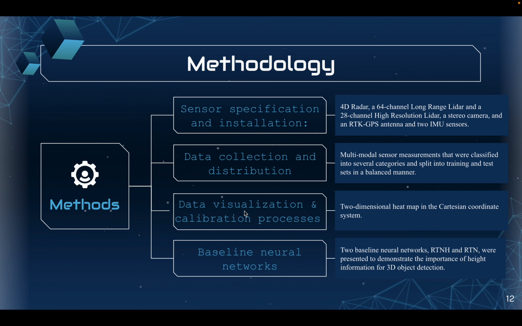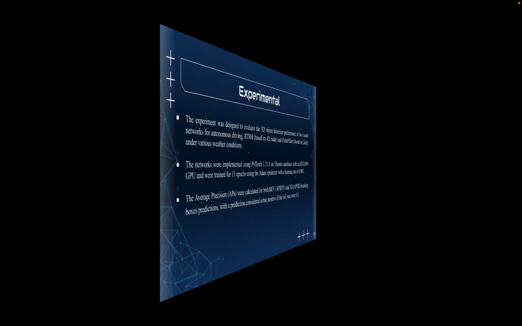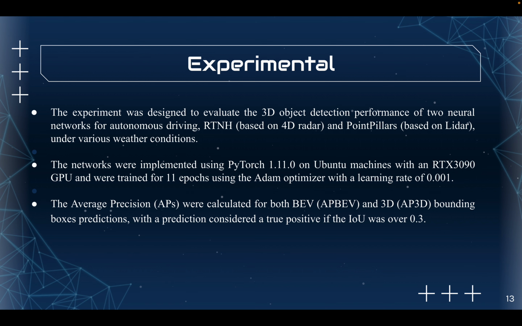These are the various methodologies. They have specified where to install the sensors, how they collect the database, how to visualize the data, and what our baseline neural network is. They have done some experiments, and here is the result. They trained two different neural networks, one with just the input from a traditional radar system, and second with our new 4D radar, which has the height information. They used PyTorch and an Ubuntu machine to train on the dataset, and they evaluate the performance using average precision.